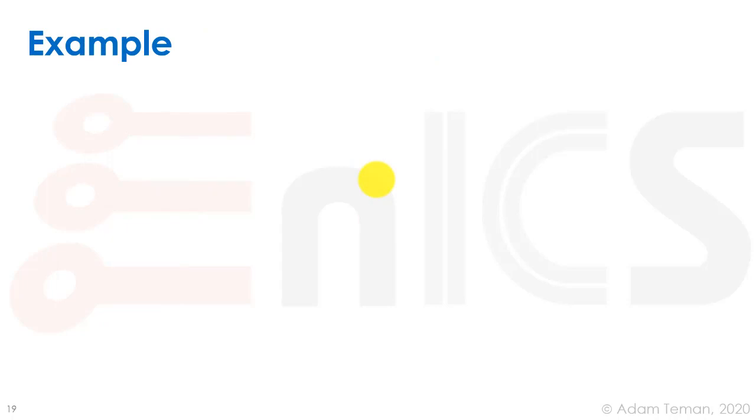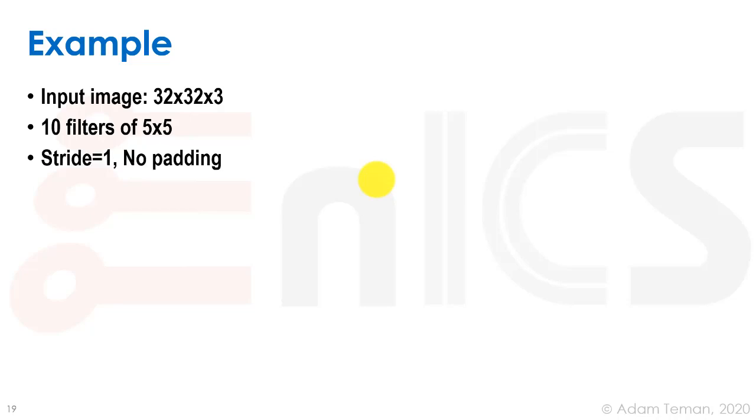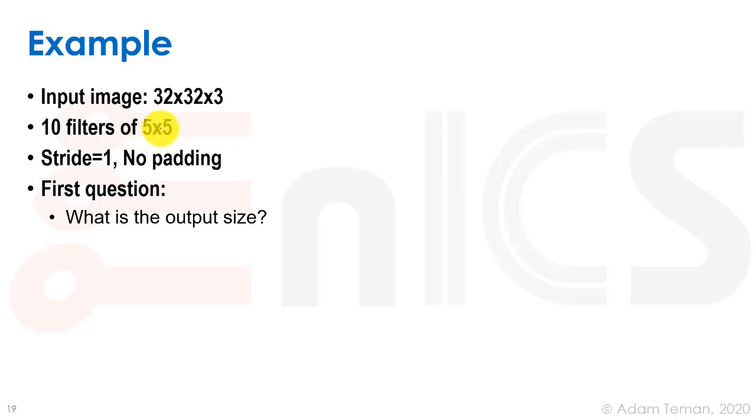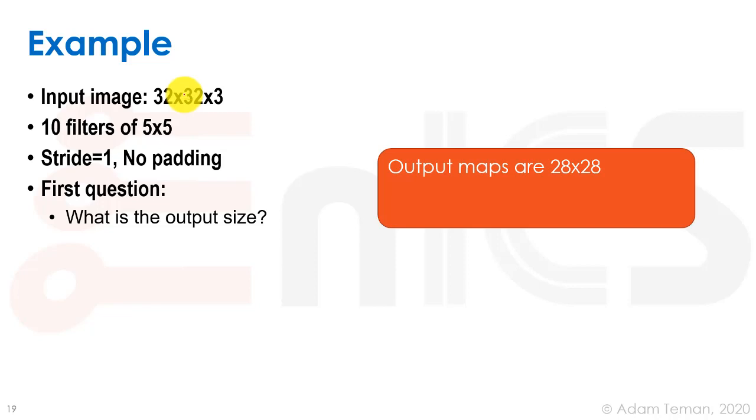So let's take an example of calculating how many actual weights we need to store and how many MAC operations we need. Our input image is our 32 by 32 by 3 image, and we have 10 filters of size 5 by 5. We're going to use a simple stride of 1, and we're not going to use 0 padding. First question: what is the output size? We saw already that using a 5 by 5 filter, we're going to have 2 losses at each edge, so a total of 4 losses. So instead of 32 by 32, we're going to have output maps that are 28 by 28 in 2-dimensional pixels, right? But we have 10 filters.